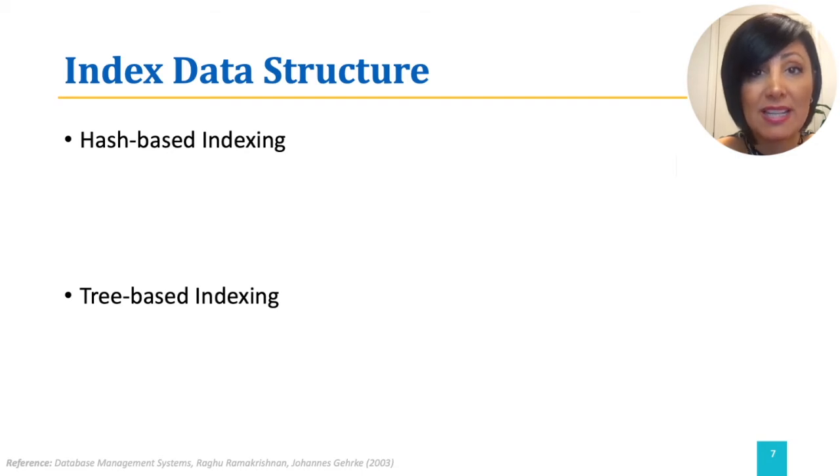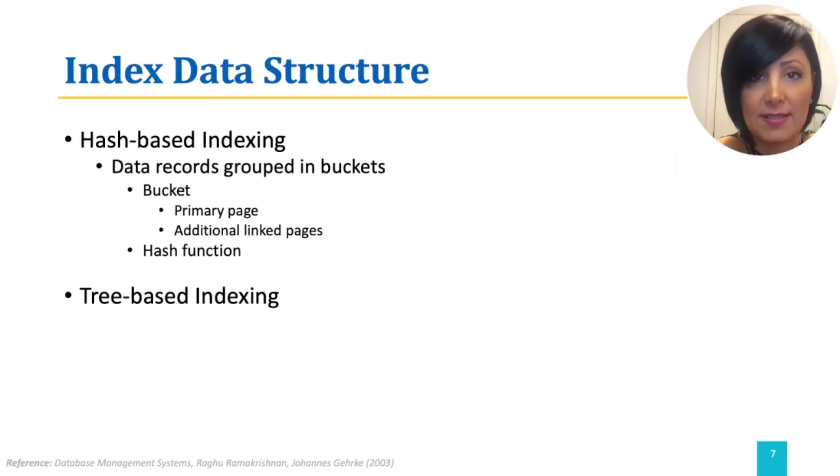In hash-based indexing, data records are grouped together in buckets. A bucket usually has a primary page and additional pages that are linked to it. The bucket for a data value is decided by applying a hash function.